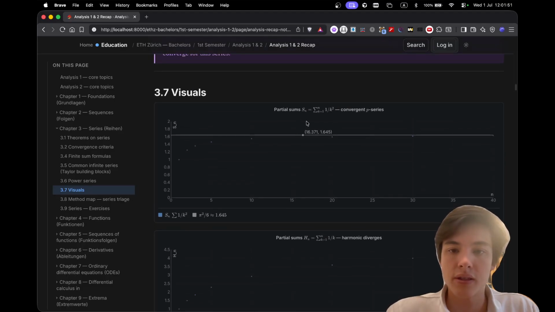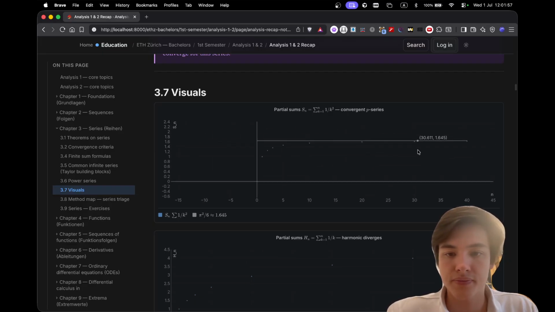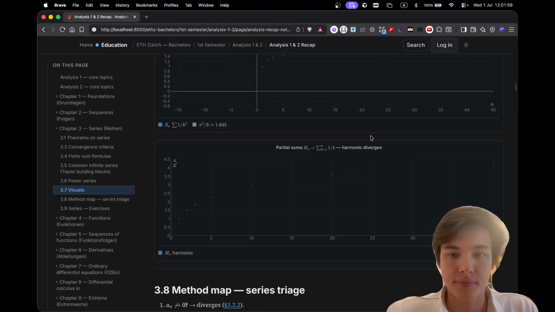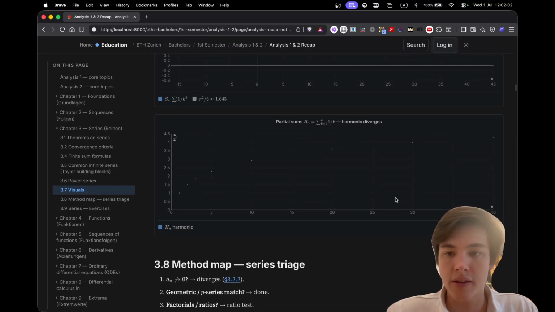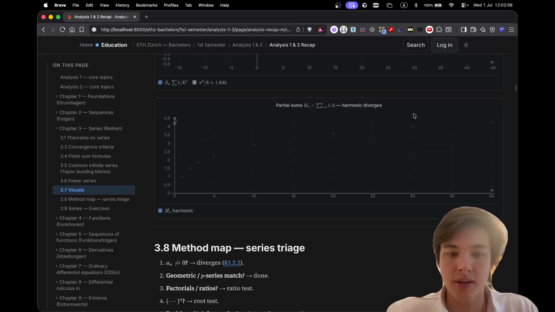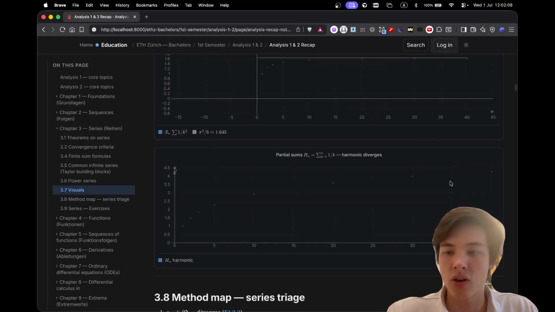What do we see here? Partial sums. It converges, k squared. The harmonic series diverges, but it's hard to tell. It's always going to infinitely get larger, but very slowly.